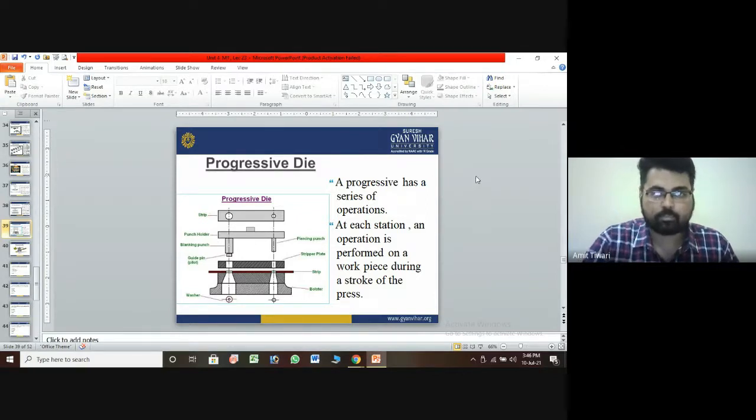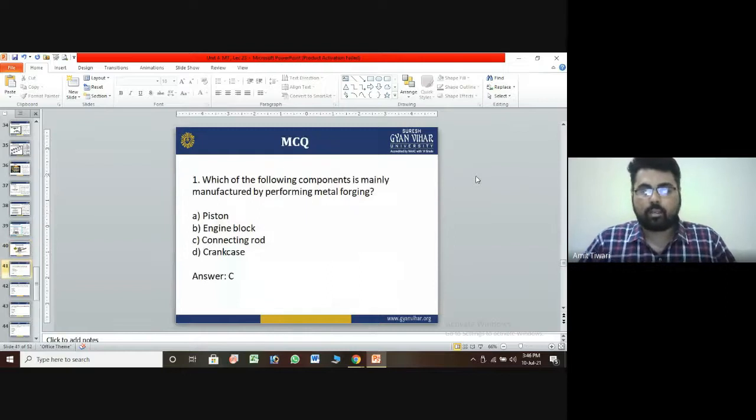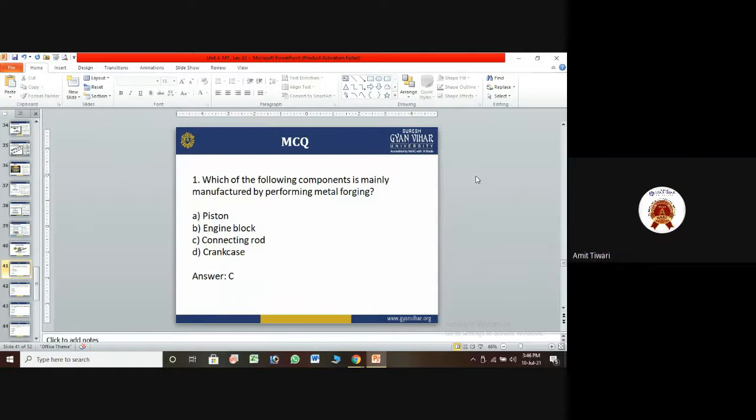A small section will be fabricated for the same. So at the end, I am just asking some multiple choice questions on the basics of today's sheet metal processes. The first question: which of the following components is mainly manufactured by performing metal forming? Options are piston, engine block, connecting rod, and crankcase. The answer is C, the connecting rod, which will be fabricated by performing metal forming.